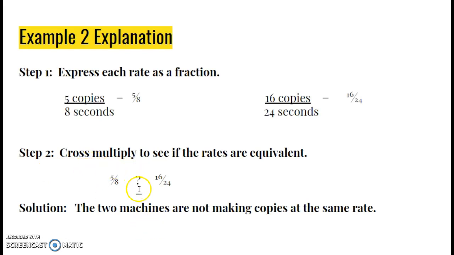So I'm going to put a question mark over the equal sign because I'm not sure if these rates are going to be equivalent. So what I'm going to do now is multiply 5 times 24. And when I do that multiplication, I get 120. And then I'm going to multiply 8 times 16. And when I do that multiplication, I get 128. So when I solve this problem, I see that they are not equal. So in this case, the two machines are not making copies at the same rate.